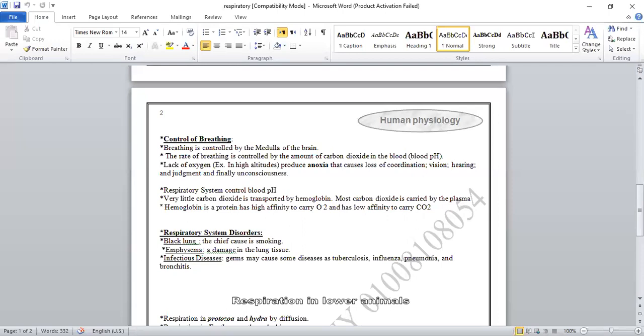الهيموجلوبين transports little carbon dioxide. بينقل carbon dioxide قليل لكن معظم الكربون dioxide مين اللي بيشيله؟ البلازما أو the blood plasma، البلازما اللي في البلد. Understand? Yes. طيب الهيموجلوبين is a protein has high affinity to carry oxygen and low affinity to carry carbon dioxide. الهيموجلوبين في البلد ده protein.